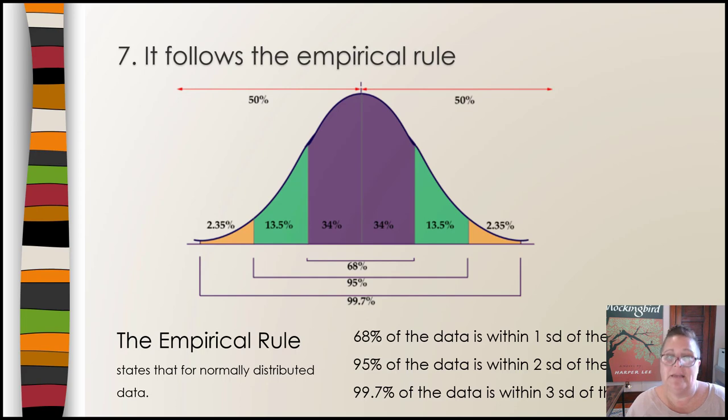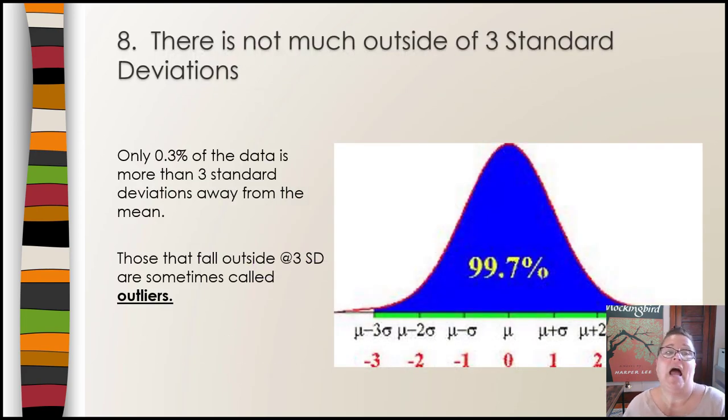You will notice that this means that there is not much data at all outside of 3 standard deviations. There is 0.3%. Taking 99.7 from 100 leaves us with just 0.3% of all data outside of 3 standard deviations. The data that falls outside of 3 standard deviations is known as an outlier.